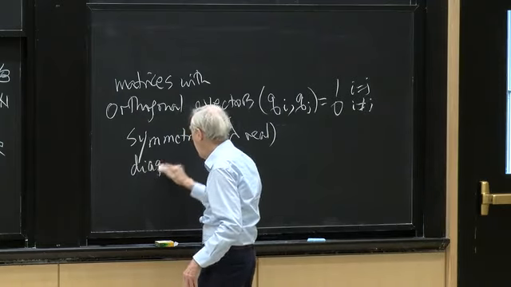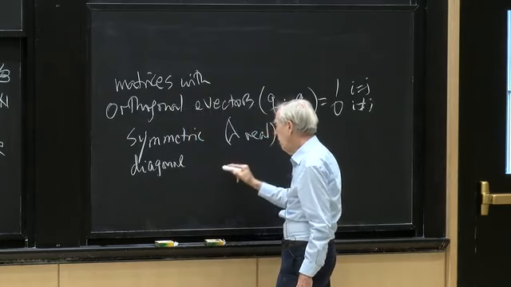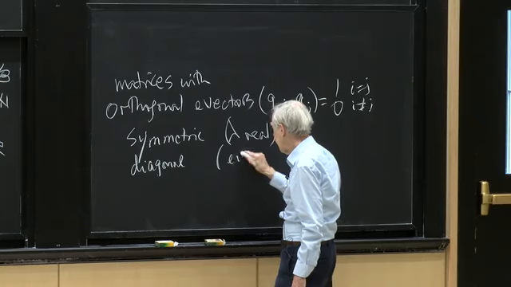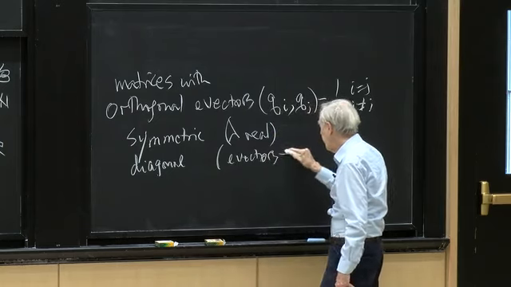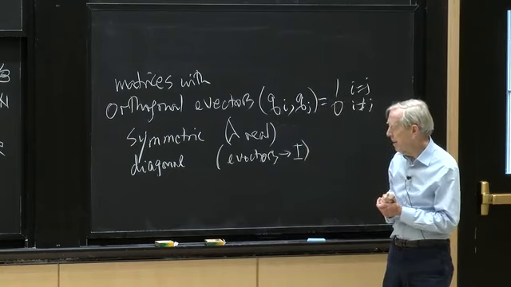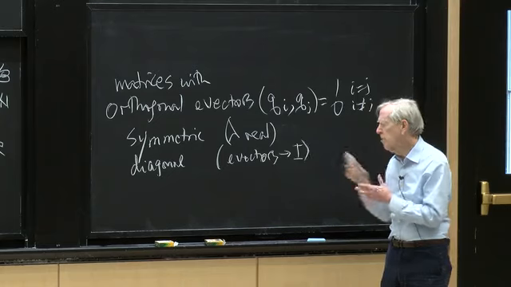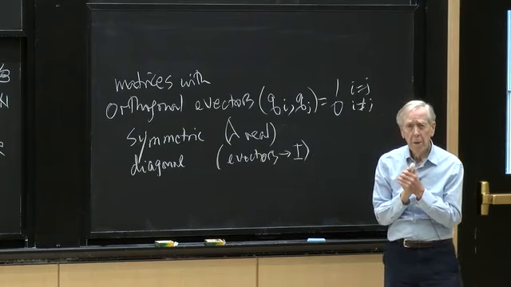And then we know that the eigenvectors go into the identity matrix. So we know everything about diagonal ones. You could say those are included in symmetric. Now let's get some new ones. What else?